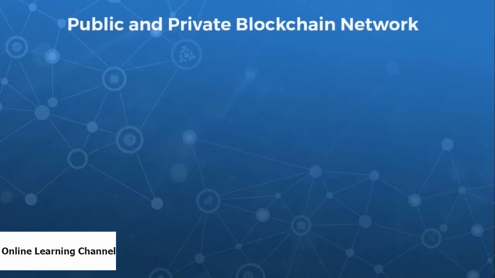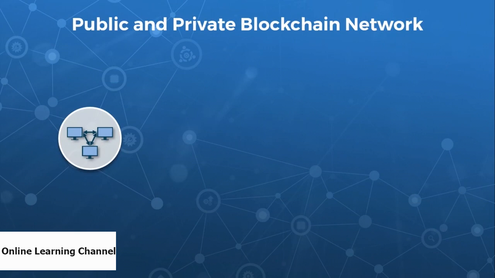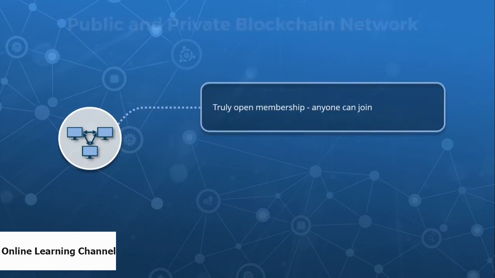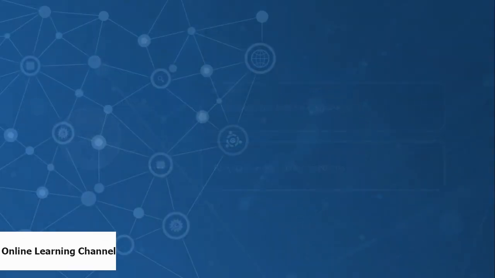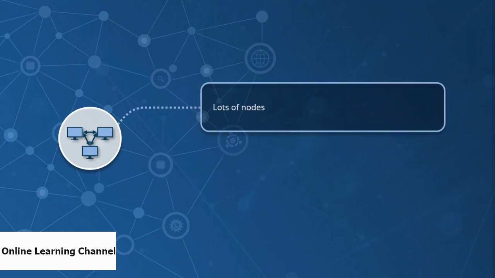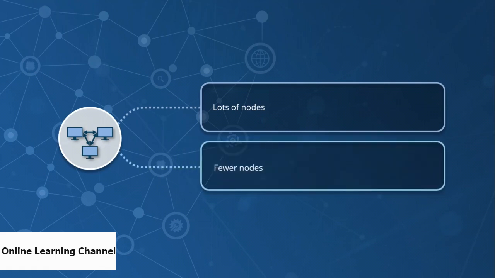So we have discussed that a public blockchain network is one which has truly open membership. Anyone with the requisite hardware and software can join the network. Private blockchain networks, on the other hand, restrict who can join, and they usually have some kind of vetting process before someone is allowed to join the network. With public blockchain networks, there are typically plenty of nodes, and this is thanks to the open nature of its membership. Conversely, private blockchain networks have fewer nodes, partly due to the higher bar for their entry into the network.